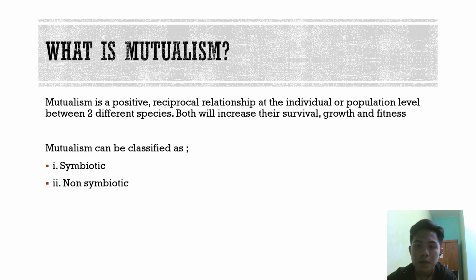First of all, what is mutualism? Mutualism is a positive reciprocal relationship at the individual or population level between two different species which both will increase their survival, growth, and also fitness. We can classify mutualism as symbiotic and also as non-symbiotic.